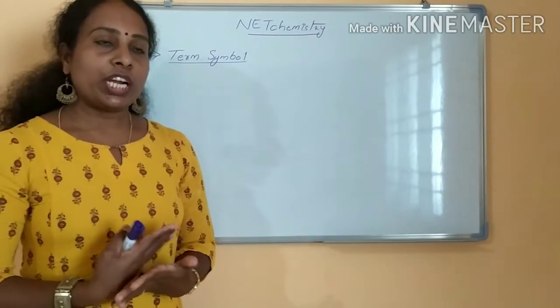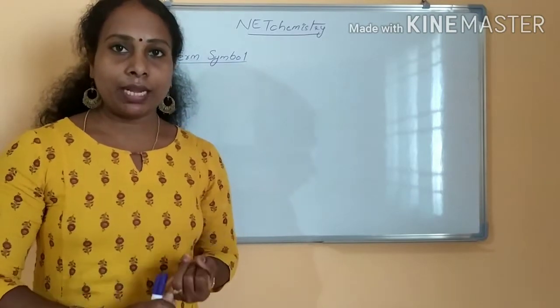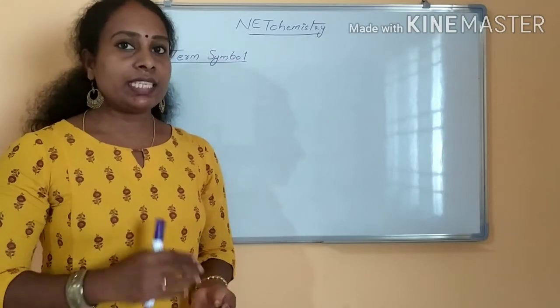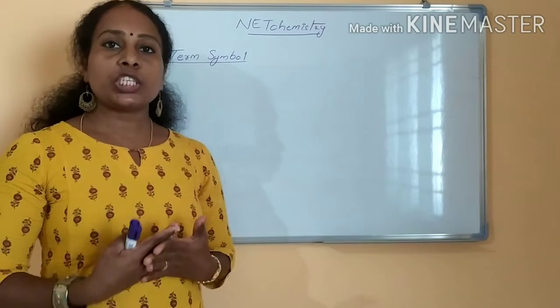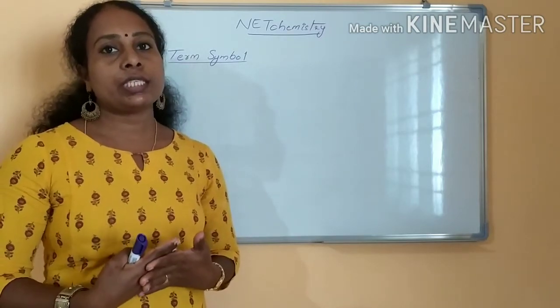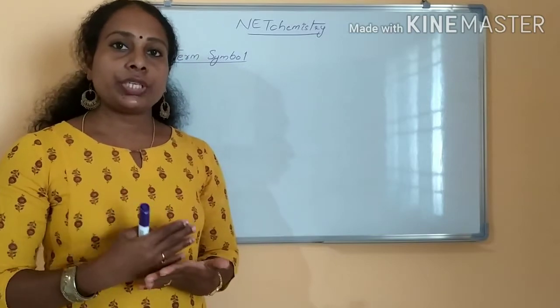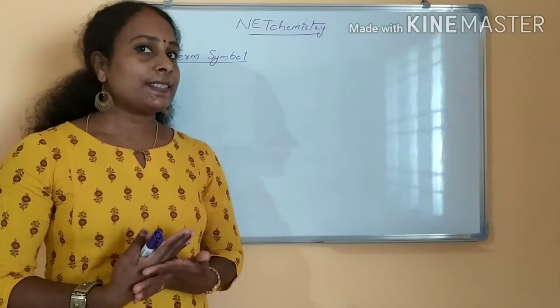First itself I would like to say there are three types of term symbol: electronic term symbol, atomic term symbol and molecular term symbol. We will see in detail what all are the term symbols. And the next one is selection rule for electronic transitions. There are certain set of rules to predict whether the transition is allowed or forbidden. So let us start.